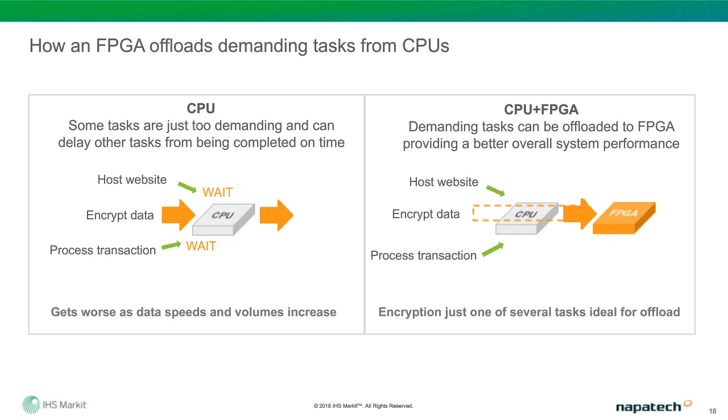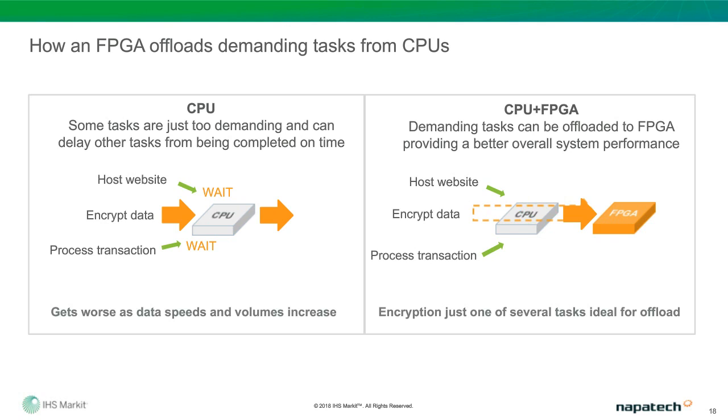So the idea is to combine the CPU with an FPGA so that you can offload these very intensive tasks to the FPGA, which is a far better platform for these kind of algorithmic workloads. So by doing that, you have a double effect. One is that the encryption of the data is performed much better on the FPGA because you can parallelize that particular algorithm and get much better performance out of it.